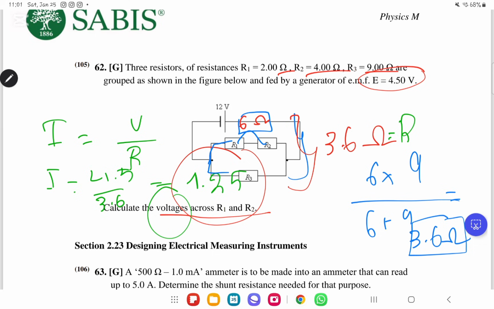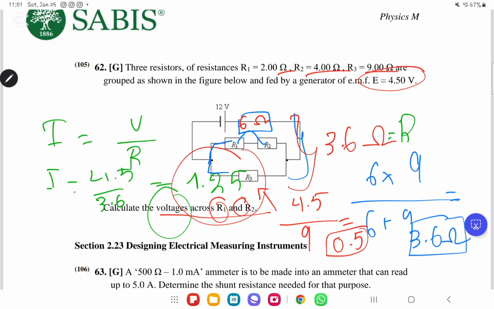So to find the voltages across R1 and R2, very simply, we first need to find the current that went through R3. To do that, we are going to take the total voltage, which is 4.5, and divide it by the resistance in R3, which is 9. You will get an answer of 0.5.